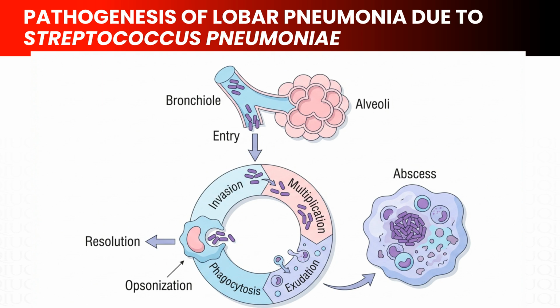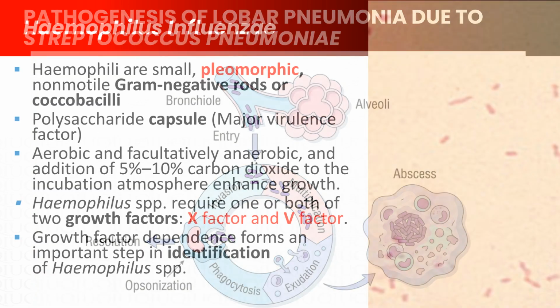Potential complications, if unchecked. Bacteremia, leading to metastatic infection that spreads to meninges and endocardium. Sepsis and septic shock from cytokine storm. Respiratory failure due to ventilation-perfusion mismatch and reduced compliance.